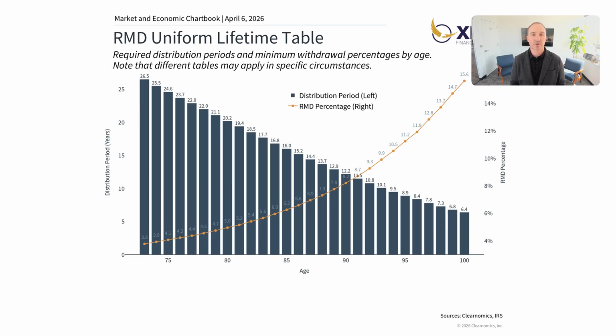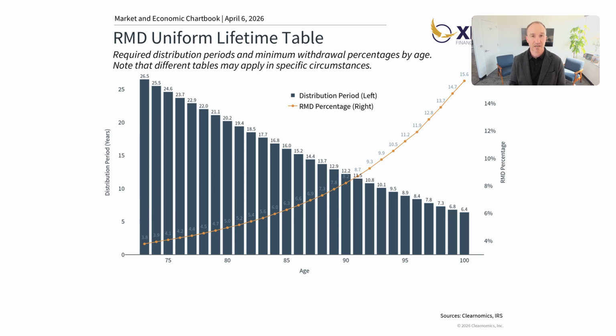So the way this works is if you were born before 1951, so 1950 or earlier, then you had an RMD beginning at age 70 and a half. If you were born between 1951 and 1959, your RMD begins at age 73. And if you were born 1960 or later, your RMD will begin at age 75. That's when you must start taking distributions from the account.